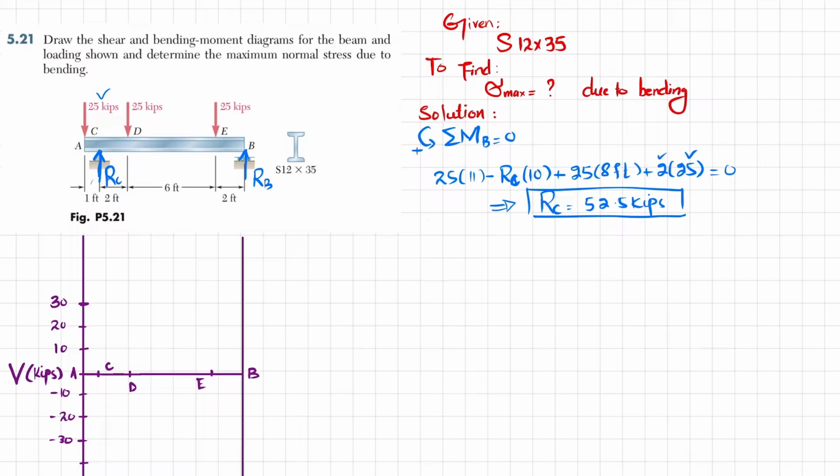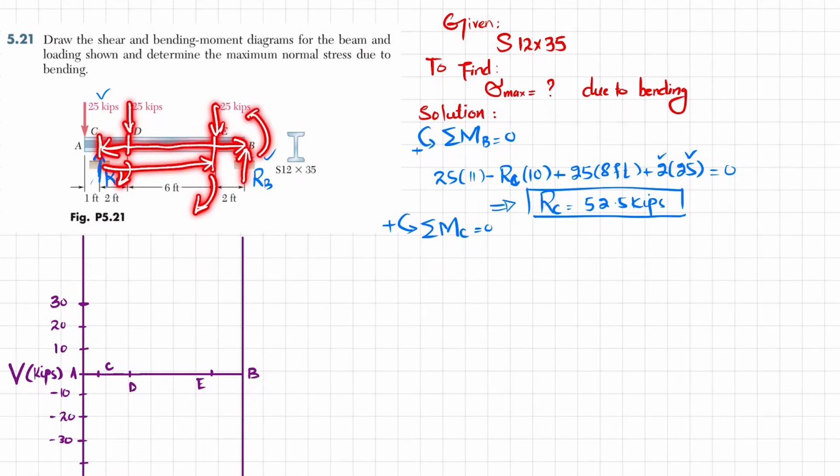Now we will find RB. For that we will apply another equilibrium condition: the sum of all moments about point C is equal to 0, taking counterclockwise moment as positive. This is point C and we are going to take the moment about this point. The first force producing moment is this one, and it will be counterclockwise. The second force will produce clockwise moment. Similarly, this force will produce clockwise moment, and RB with its perpendicular distance will produce counterclockwise moment. Their sum must be equal to 0.